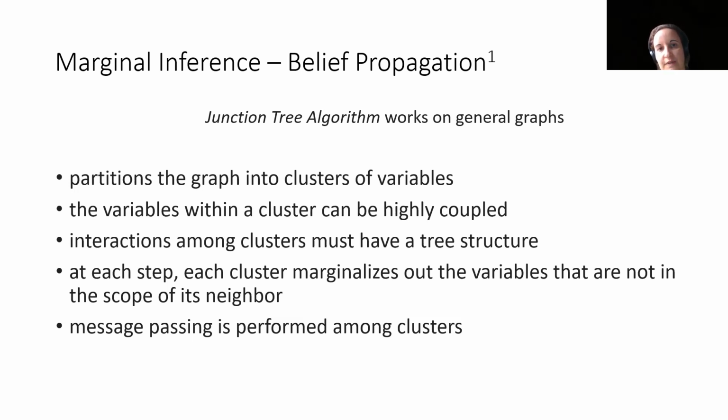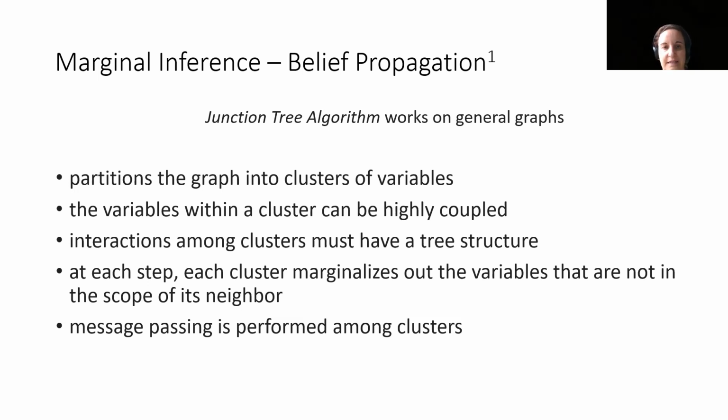But there is a variation of this algorithm that works on general graphs, with a caveat that the graph can be described as what is called a junction tree. And what's a junction tree? You take your general graph and partition it into clusters of variables. The variables within a cluster can be highly coupled, and interactions among the clusters must form a tree structure. So in order to create the junction tree algorithm, one has to find a partition of the general graph into a tree.